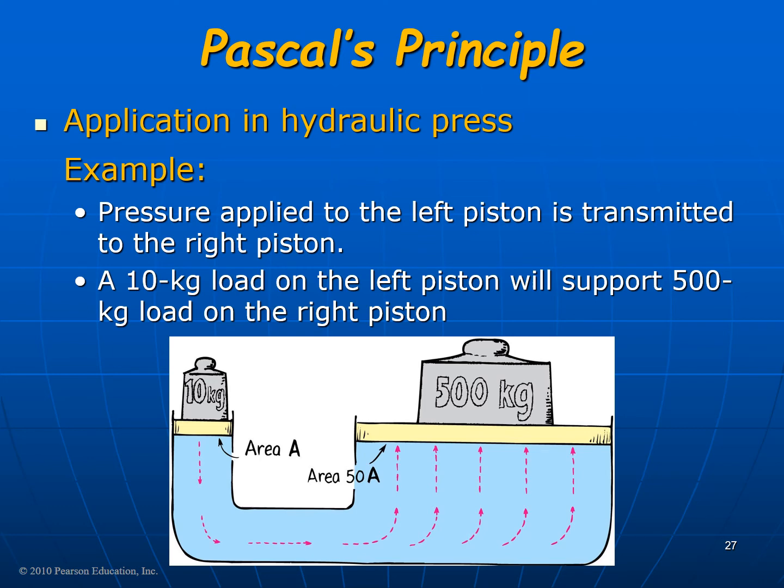So if we apply force to the left piston here, only 10 kilograms is being applied to the left piston. So this 10 kilograms will exert pressure on this surface of area A. This pressure will be transmitted to the right piston.